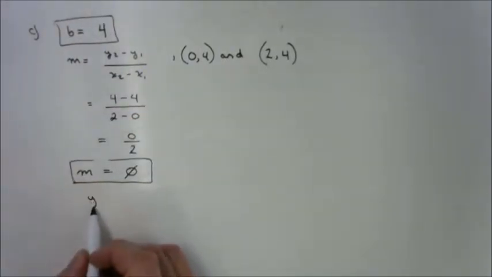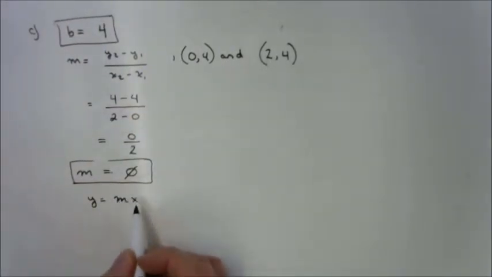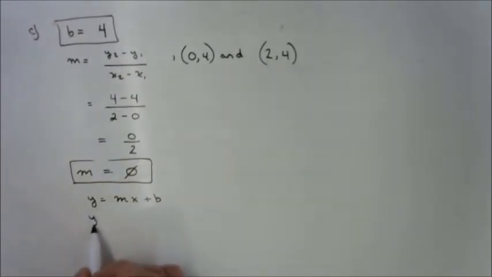So watch what happens when we plug this into our equation of a line. Let's plug in m. M is 0, so we have 0 times x. And b is 4, so we have plus 4. Well, 0 times x is 0. What if x is 10? Zero. What if x is 7? Zero. What if x is negative 1? Zero. What if x is an apple? Zero. Joking. Okay. Y equals 4.